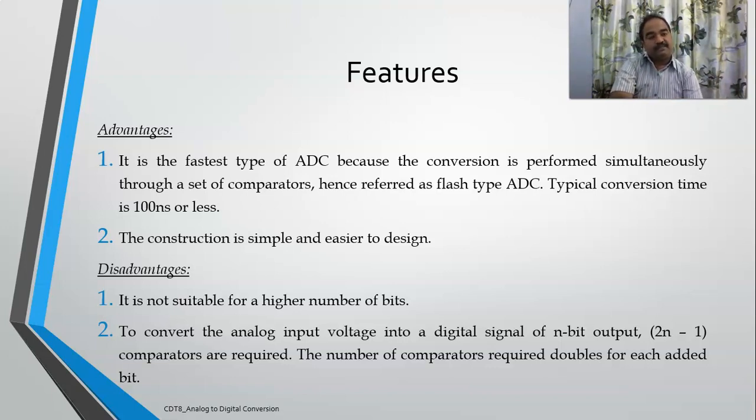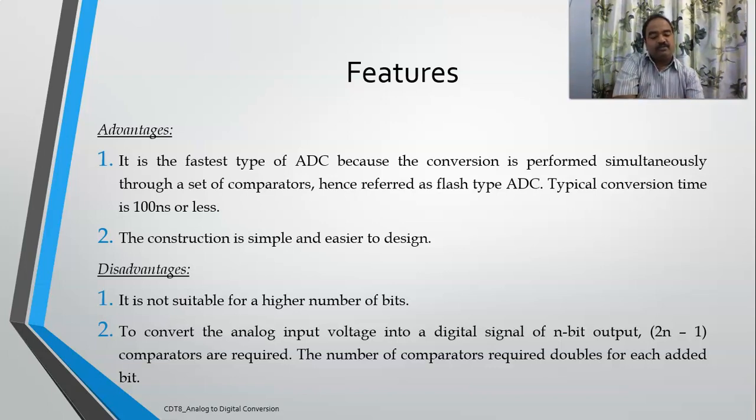So the problem with that is, if you want to convert it into n-bit data, then you do require 2^n minus 1 comparators. So that is a big problem. So if you want to convert your input to, let us suppose, 8-bit data, then 2^8 minus 1, it is nothing but 255 comparators you do require. So that's why it is not suitable for a higher number of bits in your digital output. And one more thing is that every time you increase the number of bits, more comparators are required, and it becomes a costlier and more complex circuit. So it is not preferred for a higher number of bits.